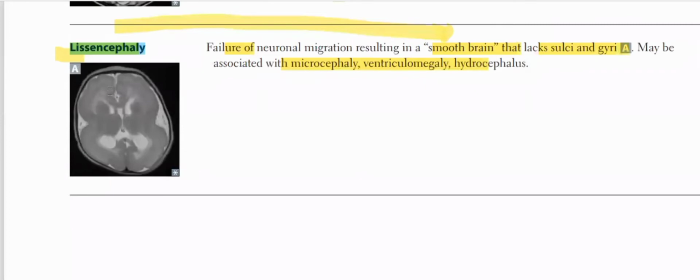Here you see a smooth brain. Here it is not represented: sulci and gyri on the lateral side are not present.